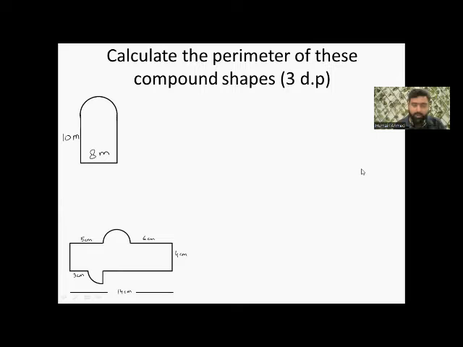Now you can see different compound shapes. Compound shapes are the shapes that are made up of two or more different shapes or similar shapes.